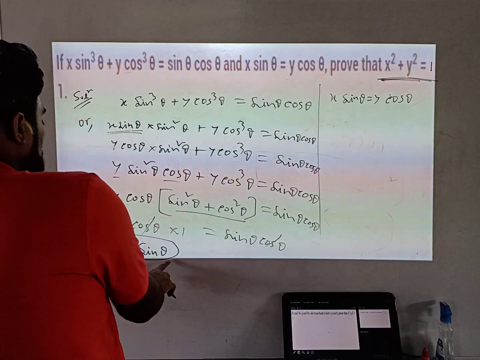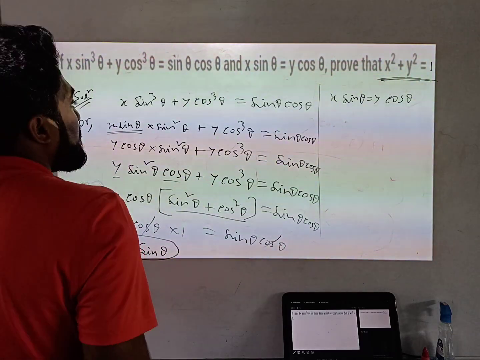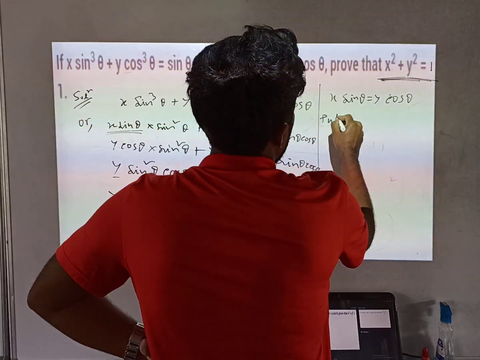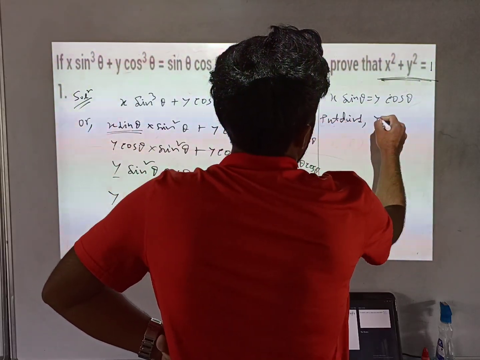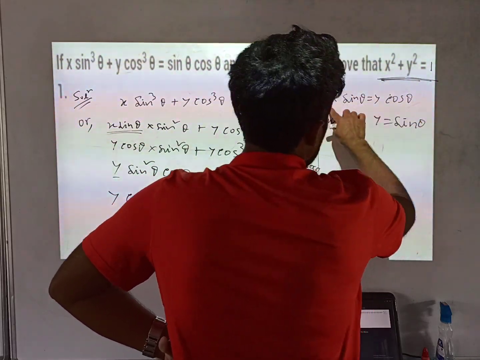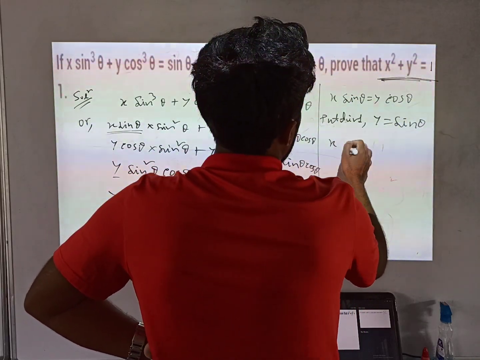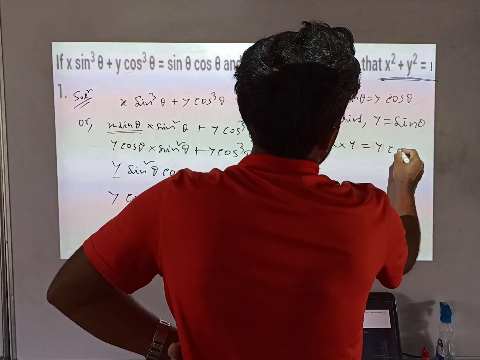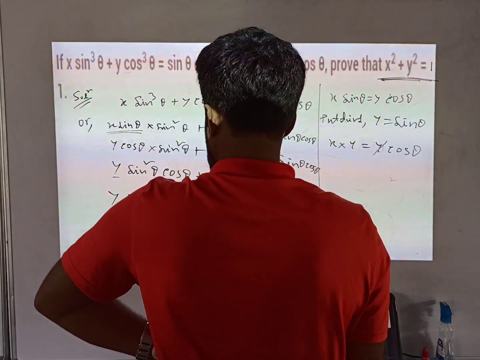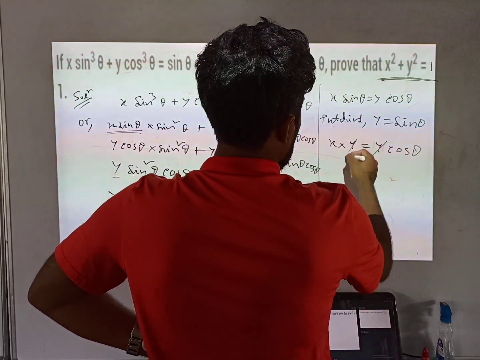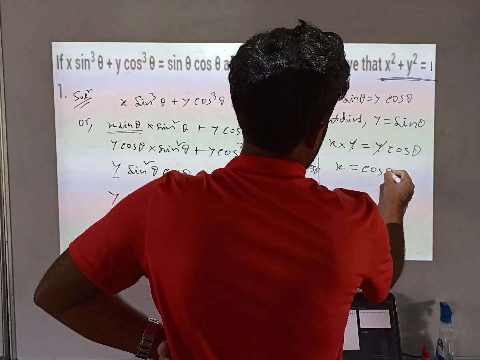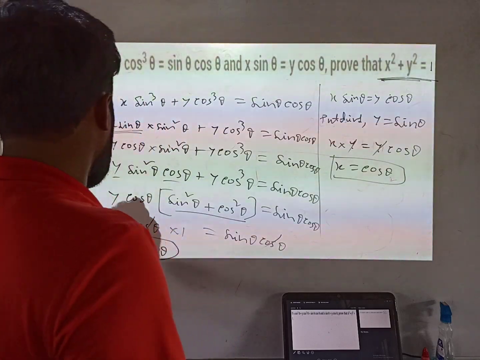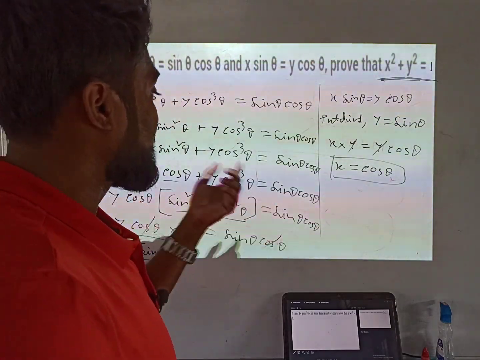So now if I put y equals sin theta in this expression, what do I get? So x in place of sin theta, I will write y. So x into y equals y cos theta. So y gets cancelled, so x equals cos theta. Yes or not? So x equals cos theta, y equals sin theta. So now we know the variables x and y as cos theta and sin theta.